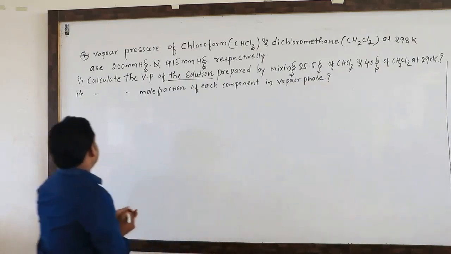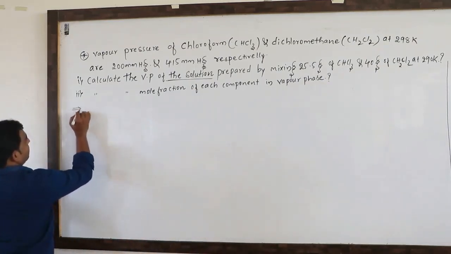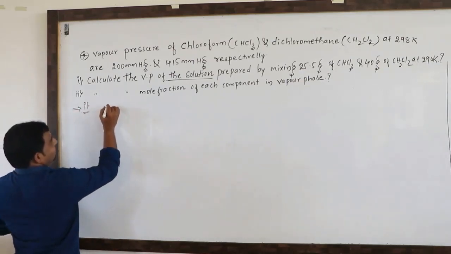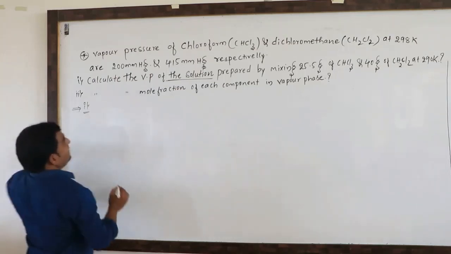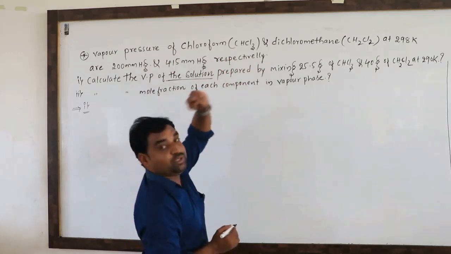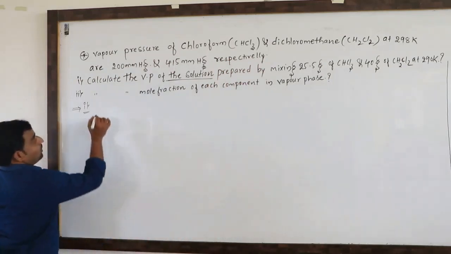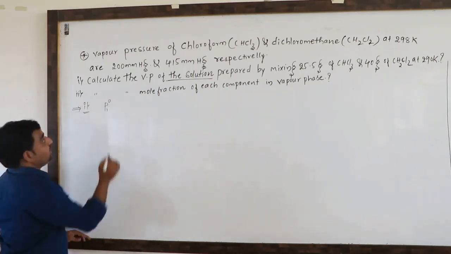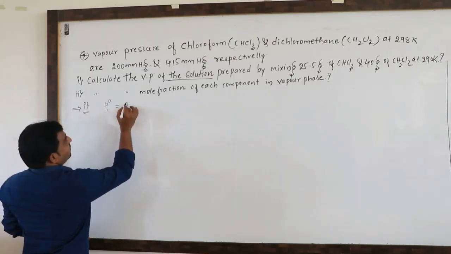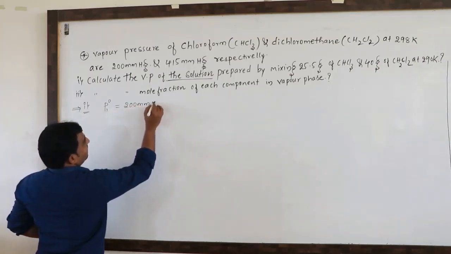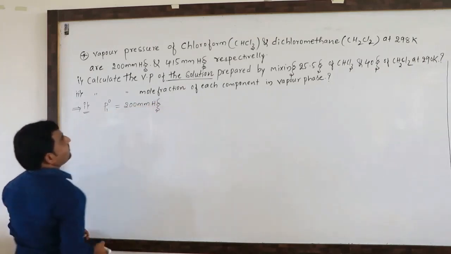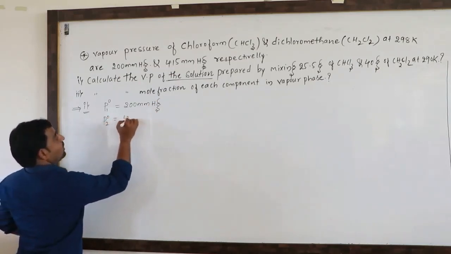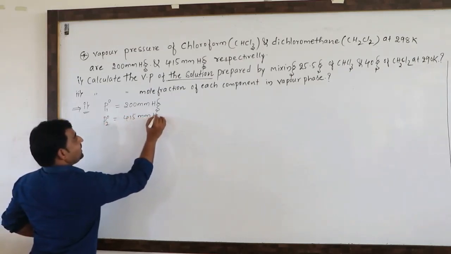Now we will go to the solution. First one: calculate the vapor pressure of a solution. What do we have to calculate? First we have to write what is given. The vapor pressures of chloroform and dichloromethane are given. The vapor pressure of a pure component is denoted by P1 naught, so P1 naught is equal to 200 mmHg, and P2 naught is equal to 415 mmHg. This is what they have given.